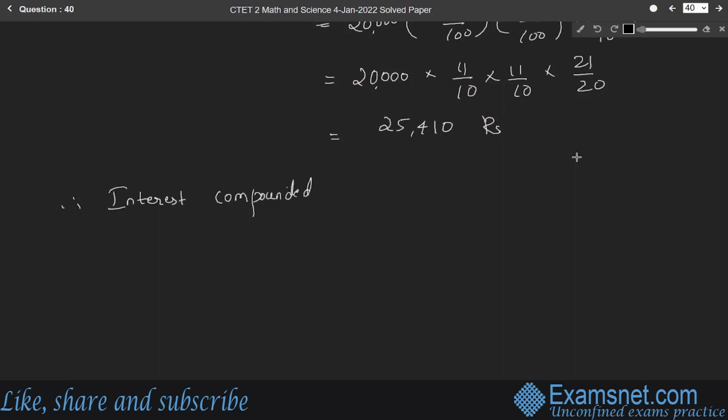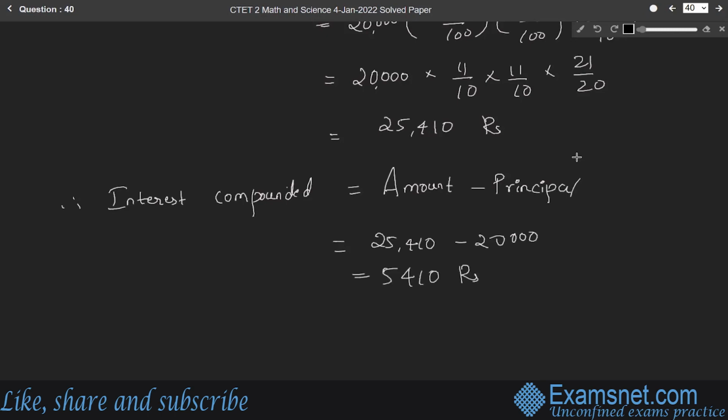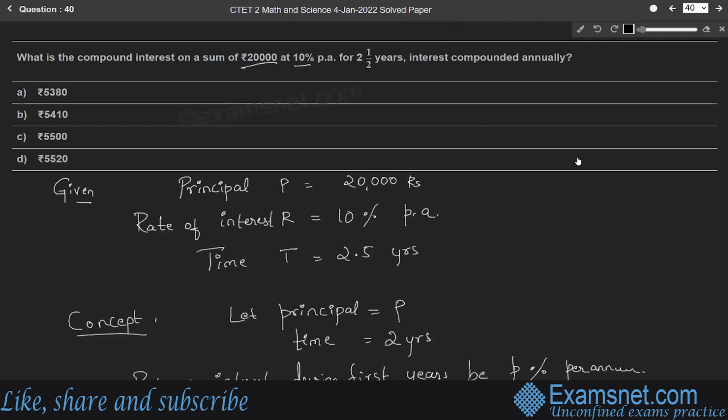Therefore, interest compounded is equal to, so what is interest compounded? The total amount minus principal, which is equal to 25,410 minus 20,000, which is equal to 5,410 rupees. Therefore, the answer is 5,410. Option B is the right answer.